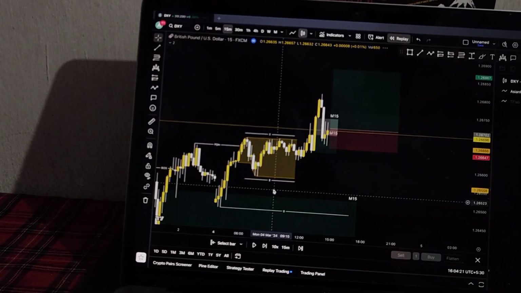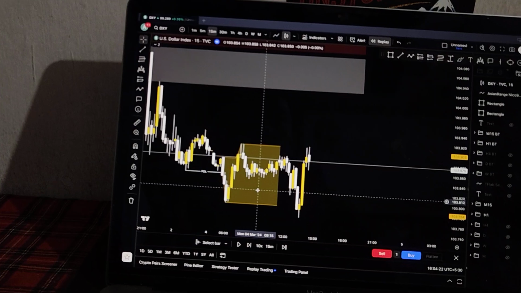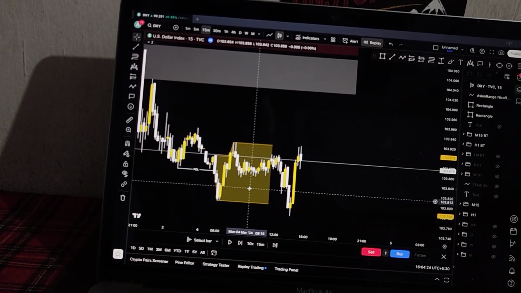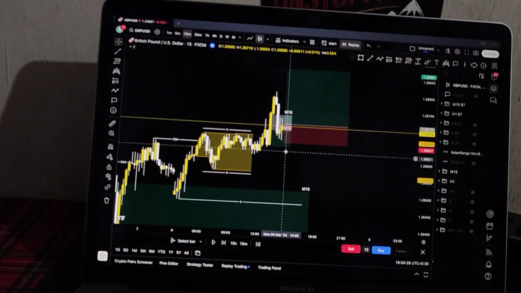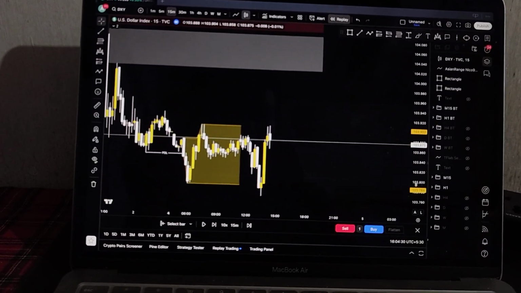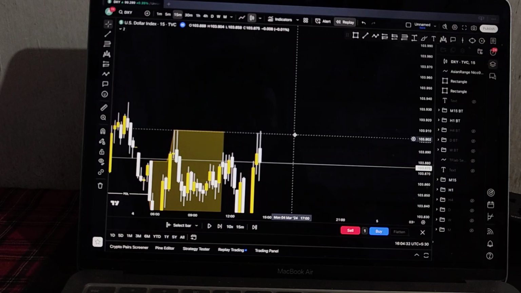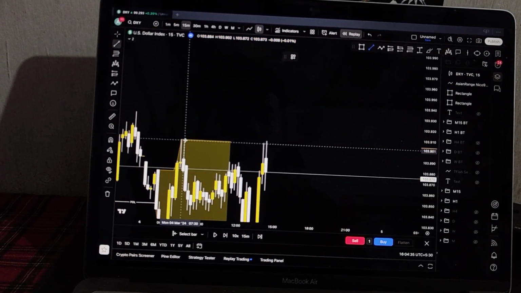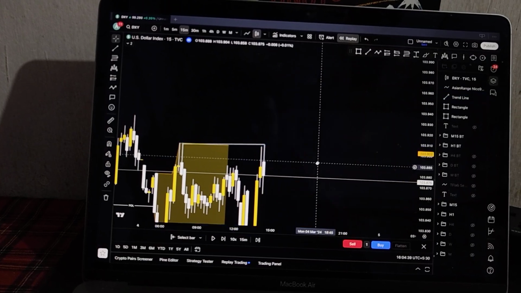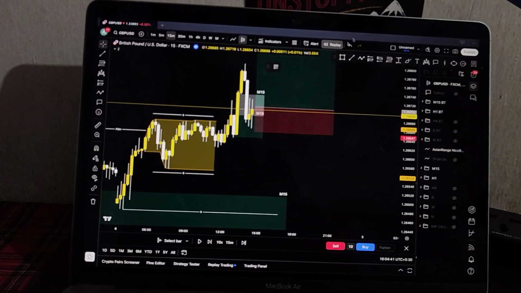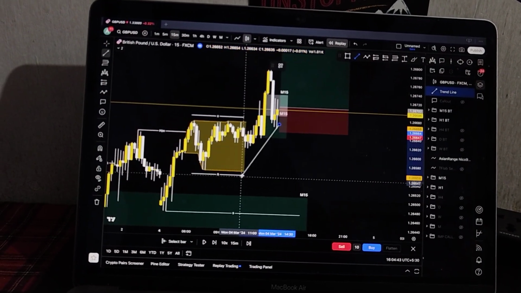And let's see if it's a winner or loser. And there was also DXY correlation, don't get me wrong. DXY went up and swept the Asian high, right? So there was also SMT. DXY swept the Asian high right here, and GU didn't sweep the Asian low.